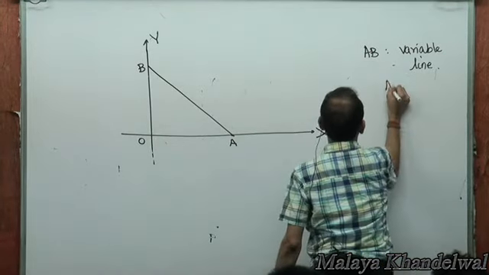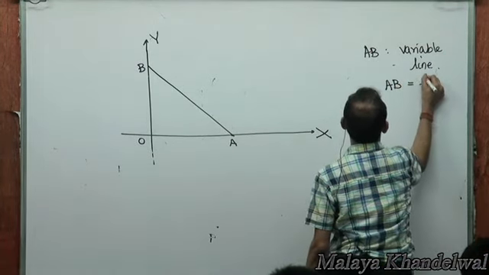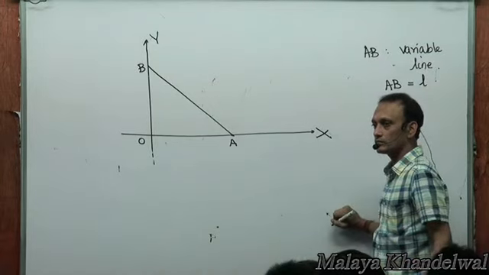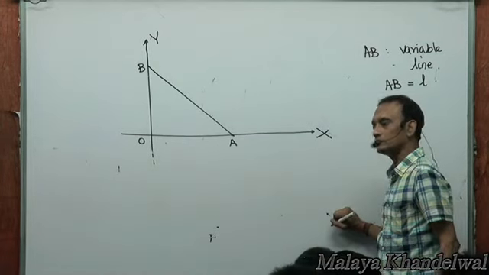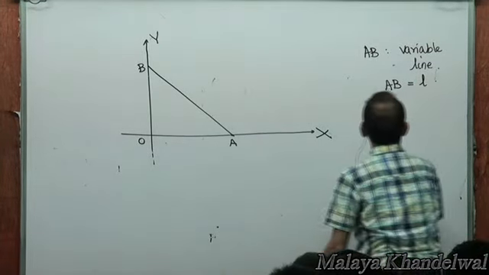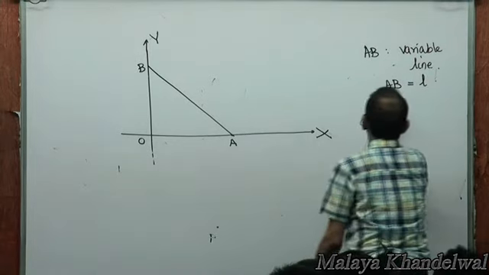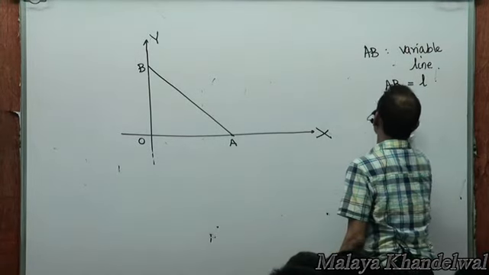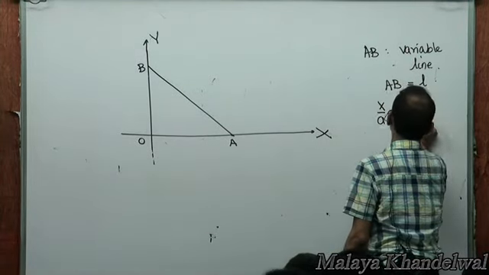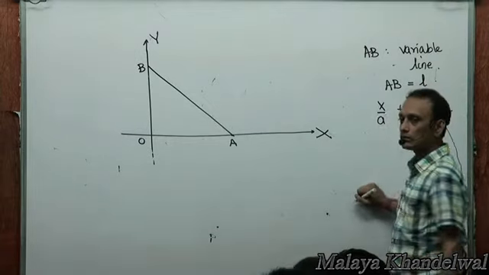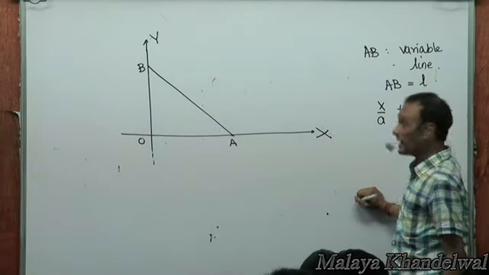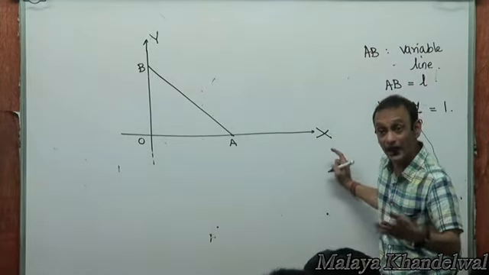Of length L. AB is a variable line of length L, say. Let's say the equation of the variable AB is x by a plus y by b equal to 1. a and b are parameters now. a and b are my parameters.